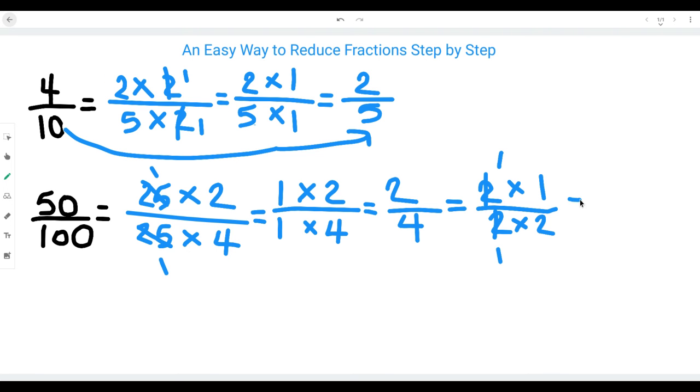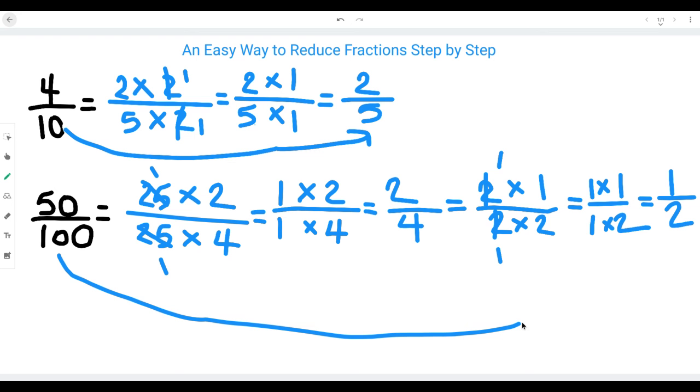So now we remain with 1 times 1 and 1 times 2. So 1 times 1 is 1. 1 times 2 is 2. So when we reduce 50 over 100, we're going to end up with 1/2 as our answer.